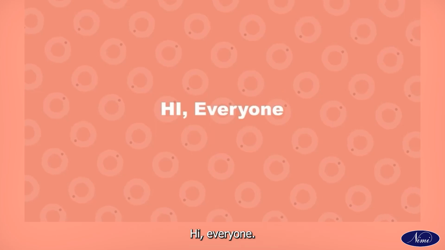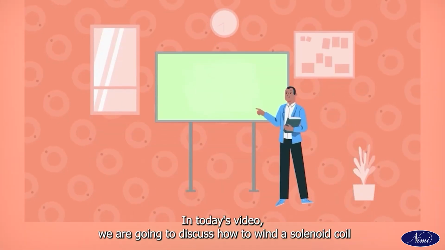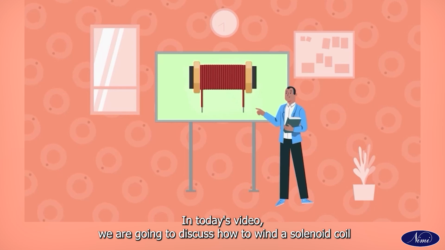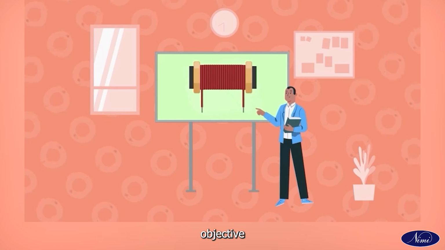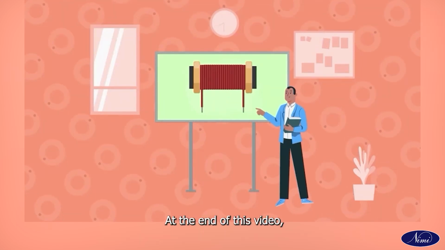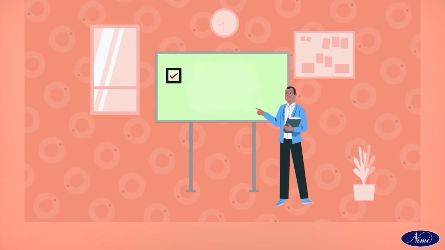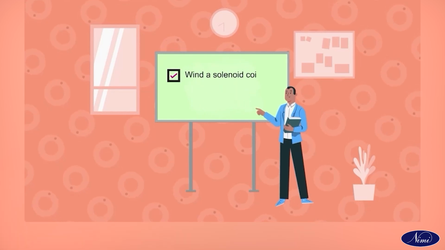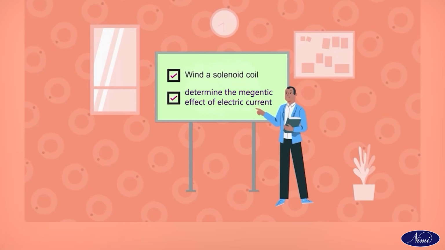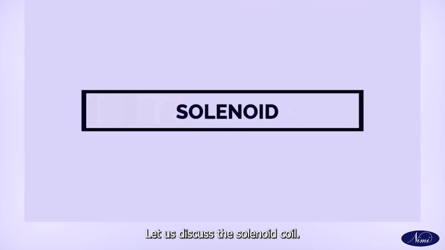Hi everyone. In today's video, we are going to discuss how to wind a solenoid coil. Objective: at the end of this video, you will be able to: 1. Wind a solenoid coil. 2. Determine the magnetic effect of electric current. Let us discuss the solenoid coil.